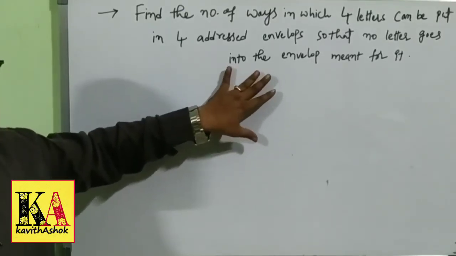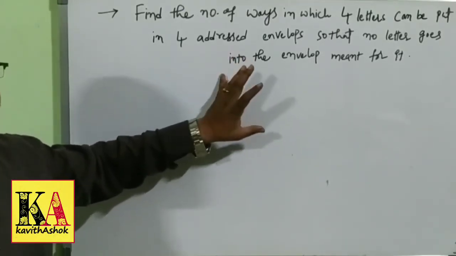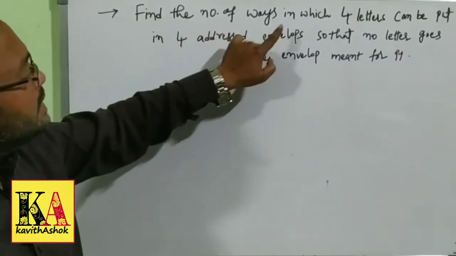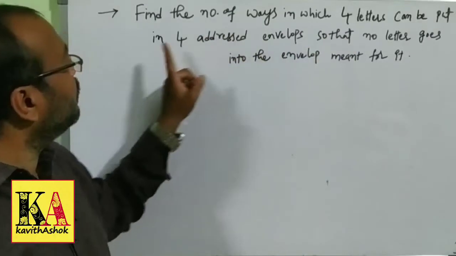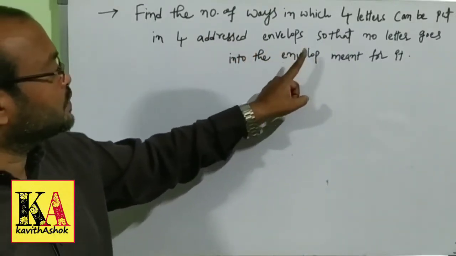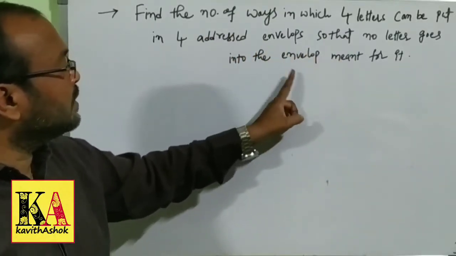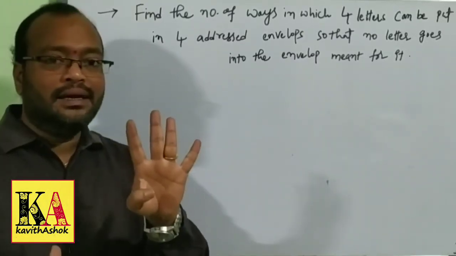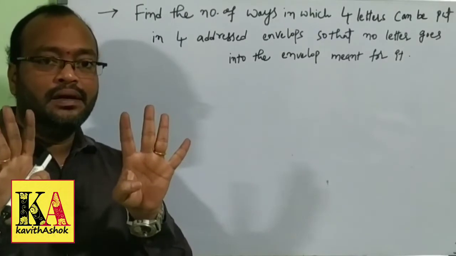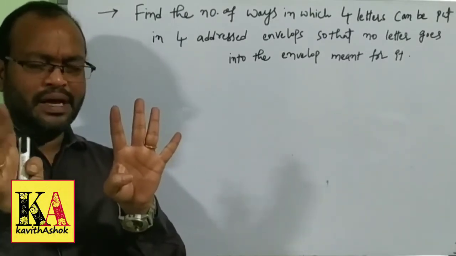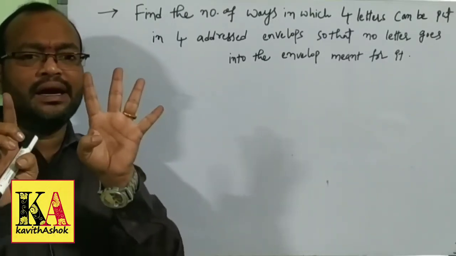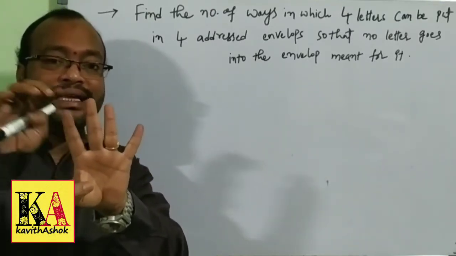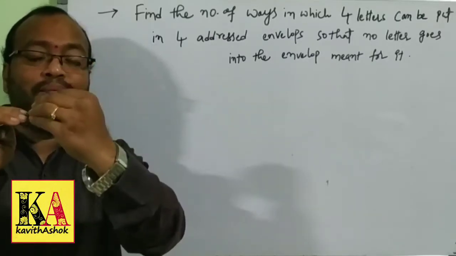Right. So one more important question. It is important for 2 marks as well as MSET, completely an MSET bit. Find the number of ways in which 4 letters can be put in 4 addressed envelopes so that no letter goes into the envelope meant for it. So actually 4 letters are there, along with that 4 envelopes, 4 addresses are there. For each address, 1 letter we have to put. The condition is that no letter is kept in the envelope meant for it.